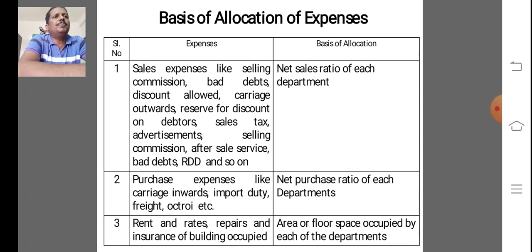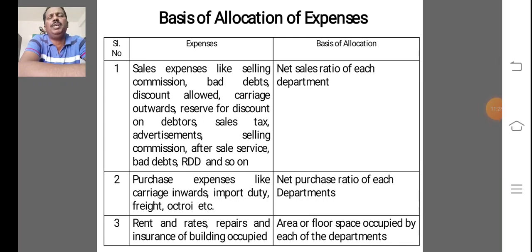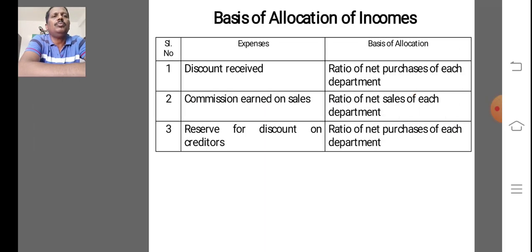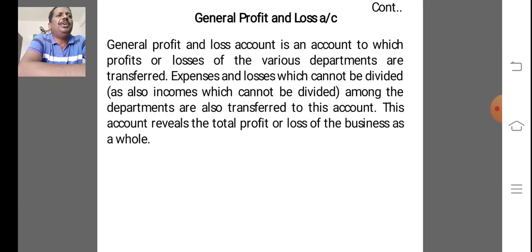So if the problem specifies any particular basis of apportionment, the same must be adopted and not the basis stated above. On preparation of departmental profit and loss account, the net profit or net loss of each department can be ascertained. The net profit or loss of each department must be transferred to general profit and loss account.